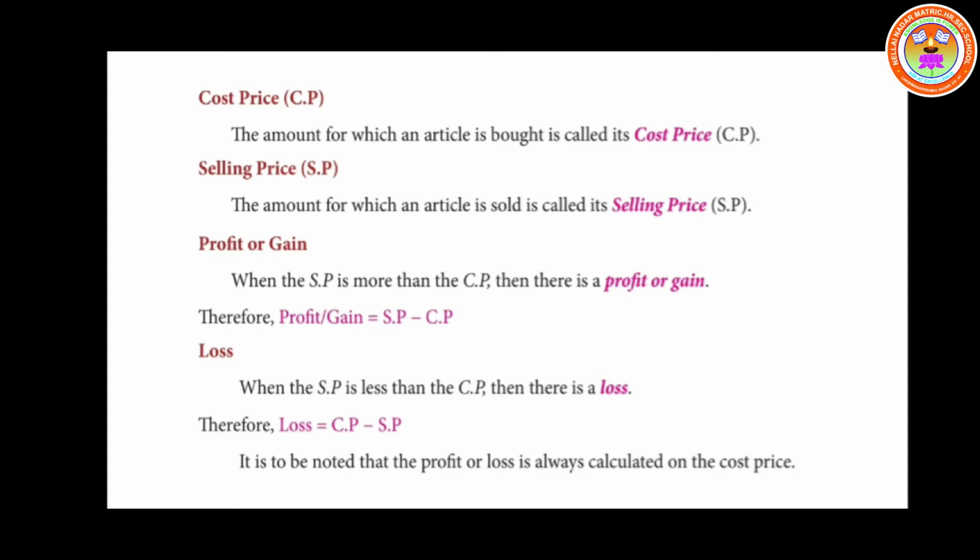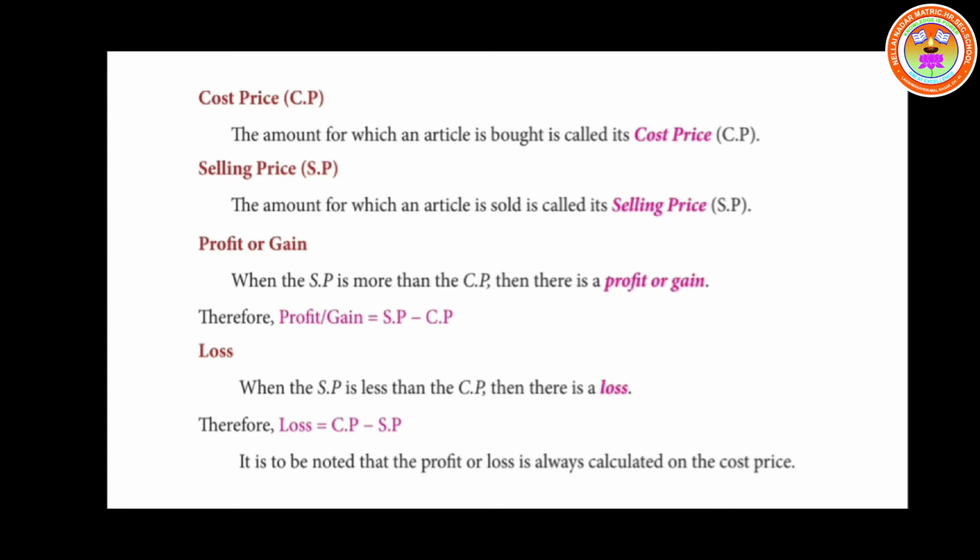I'll just repeat once again, children. Cost price, that can be mentioned as CP. The amount for which an article is bought is called cost price. Selling price, the amount for which an article is sold, is called the selling price. Sold is nothing but selling a particular item. Cost price is nothing but what you buy, that is called the cost price.